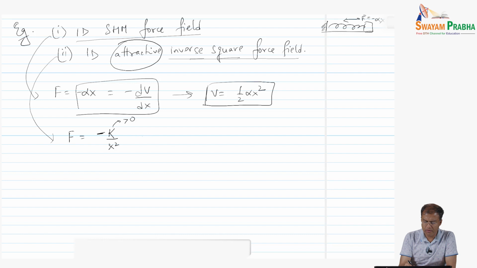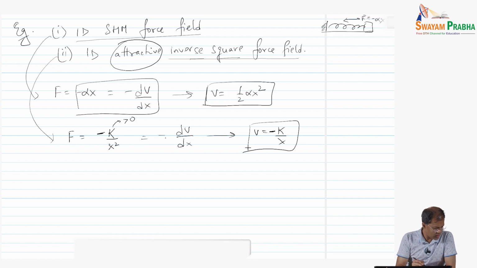So now if we set it equal to minus dV dx, from here we can find that my potential is going to be plus k over x, right? Or I think it will be minus. It is going to be minus k over x, because the integration brings the minus. So the potential is minus k over x. Okay, so these are some quick examples.